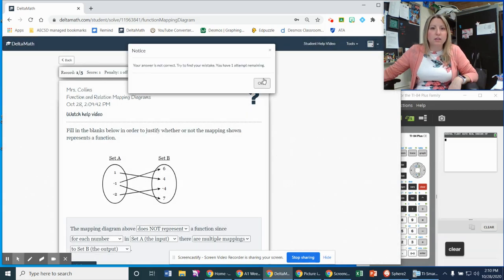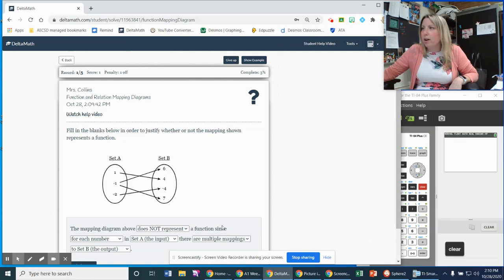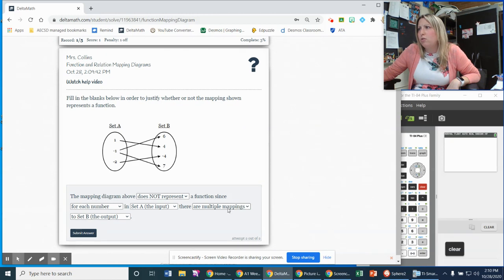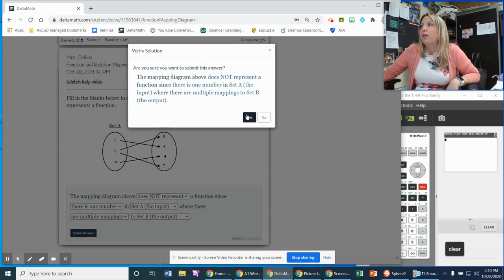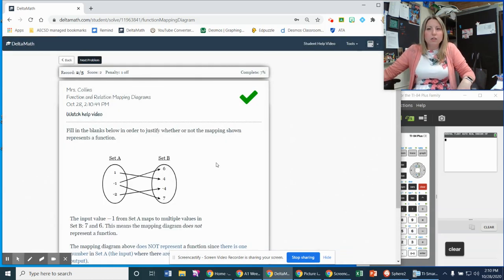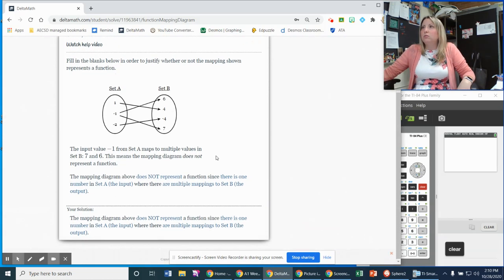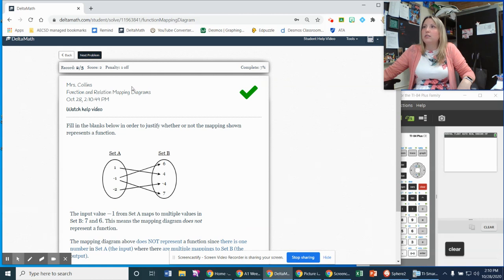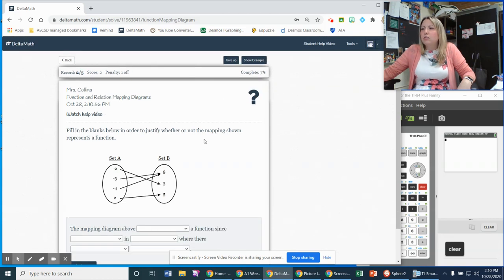And again, my answer is not correct. What do I have wrong? It does not represent a function. There is one number in the input where there are multiple mappings. There we go. Sorry about that, guys. Very nice. I got it correct. Next.